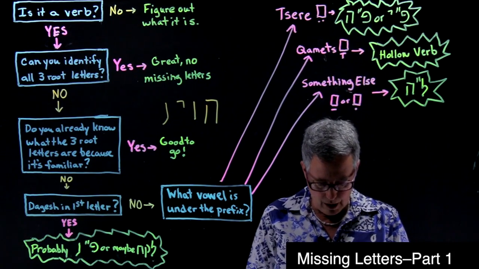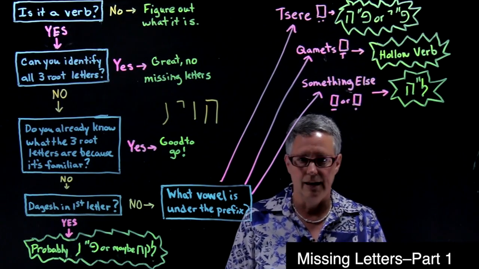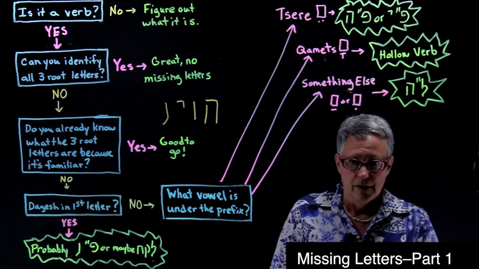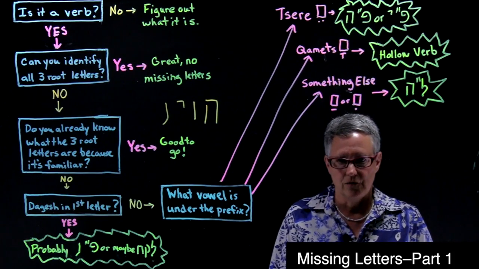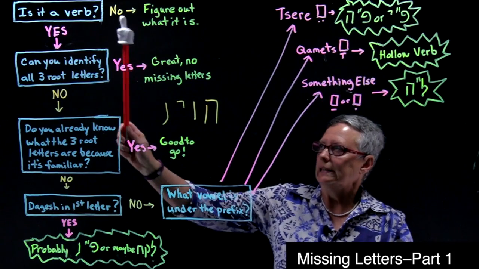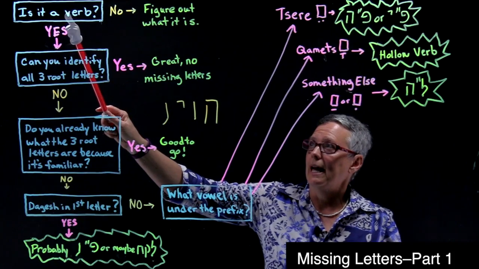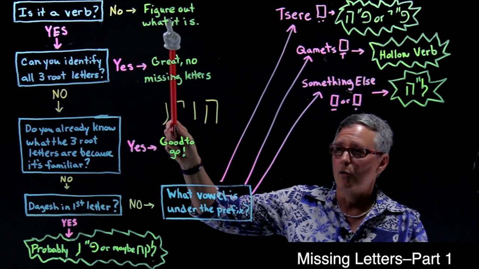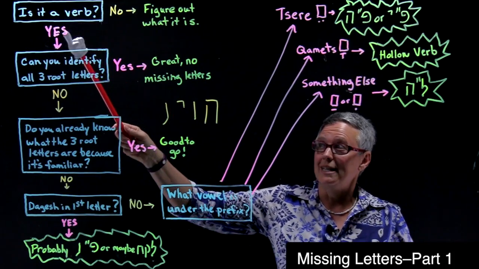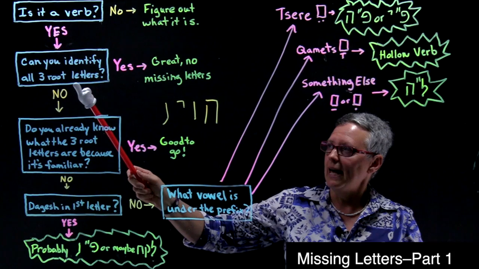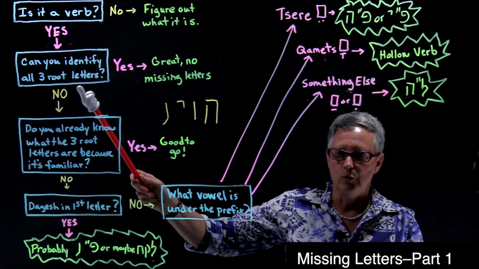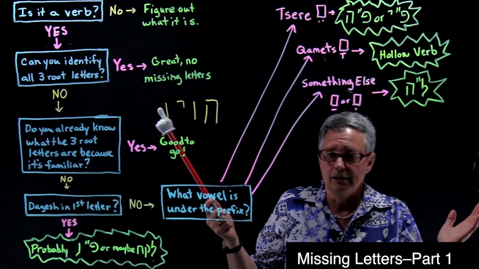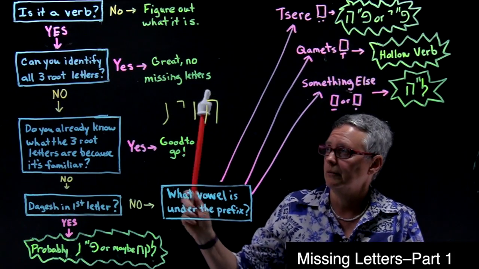So when you come upon a word and you are starting to figure out how to look it up, the first question to ask yourself is, is it a verb? And if the answer is no, then your next project is to figure out what that word is. If the answer is yes, it is a verb, then can you identify all 3 root letters? If you can, great. You have no missing letters and you're ready to look it up in the lexicon.